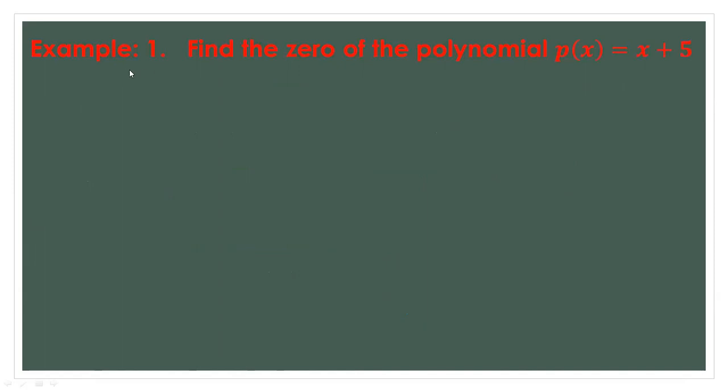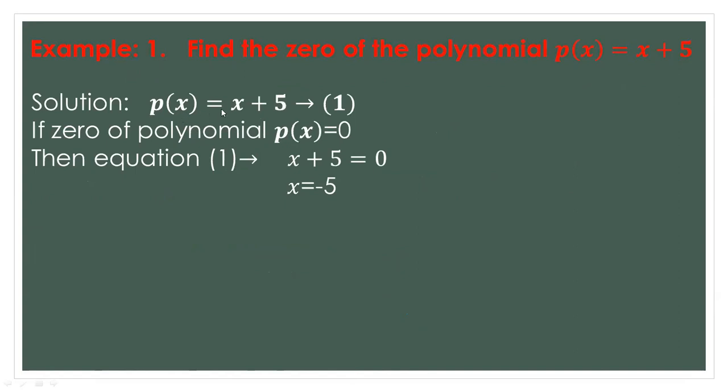Okay, for that, one example is here. Find the zeros of the polynomial p of x is equal to x plus 5. For its solution, p of x is equal to x plus 5, as equation 1. We know that already, if the zero of the polynomial p of x is equal to 0, then equation 1 becomes x plus 5 is equal to 0. Then x is equal to minus 5. So here the value of x is equal to minus 5.